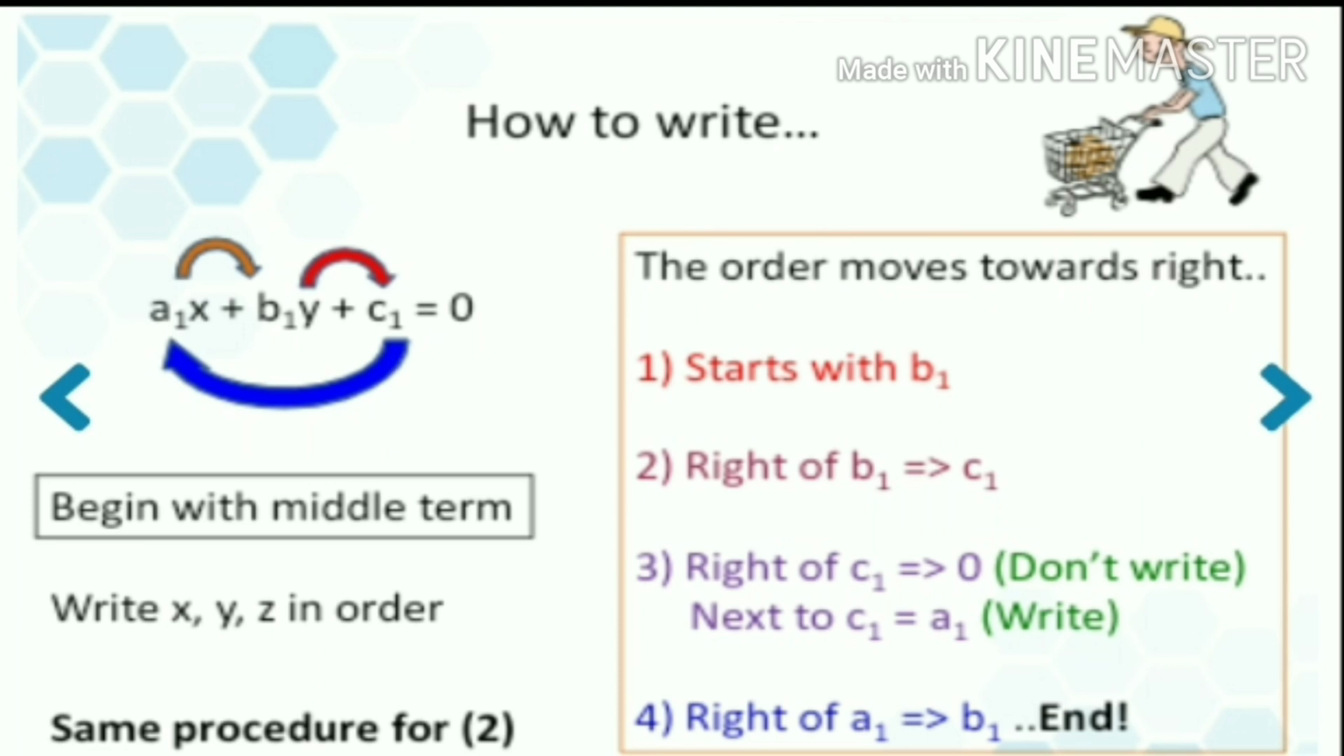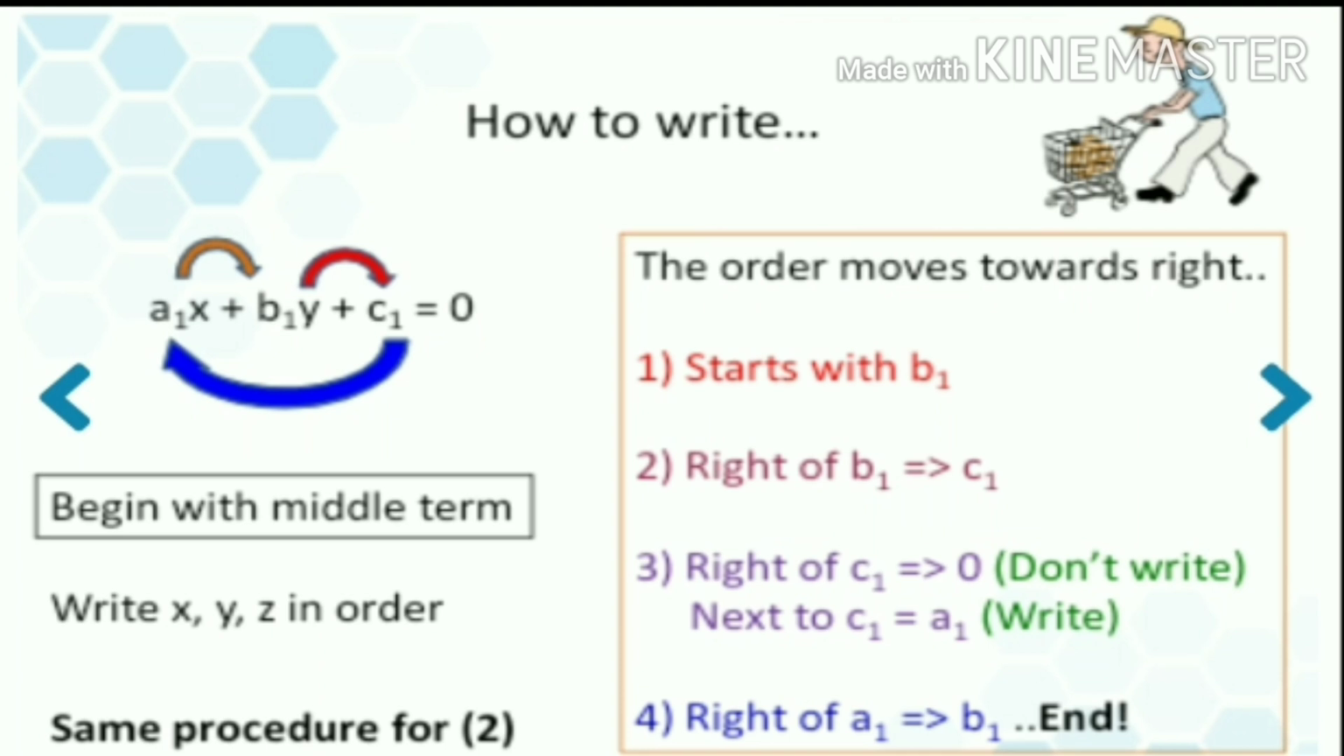a1 will come. You can see, if three persons stand in a circle, after the last person, who will come? The first will come, or not? So that's why after c1 we will write a1, and after a1 what will come? b1. So again we will end with b1. To keep things in your mind, we will start with b1 and we will end with b1.